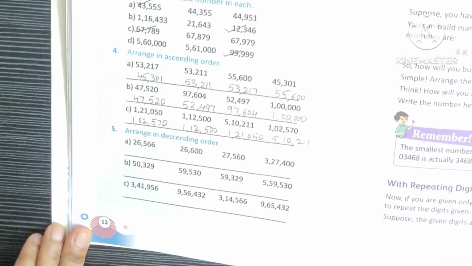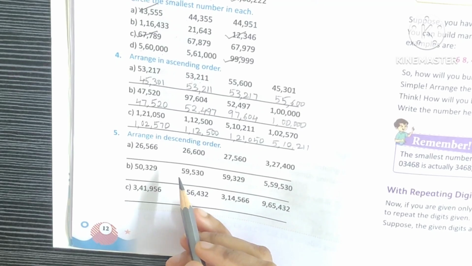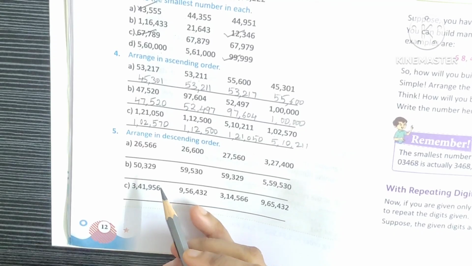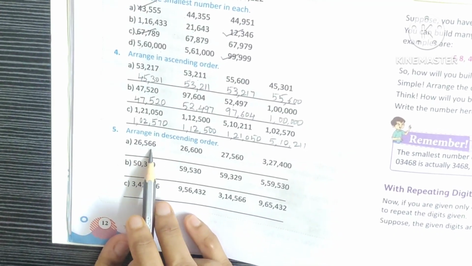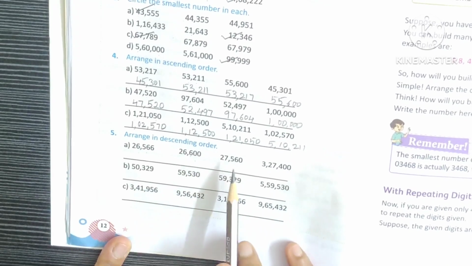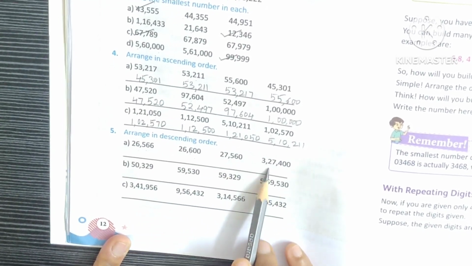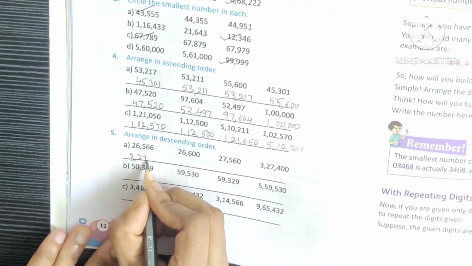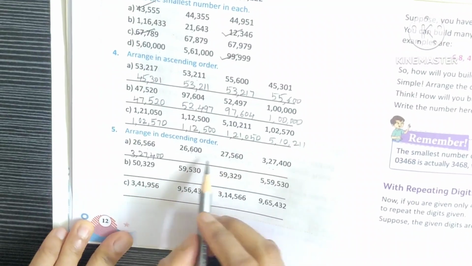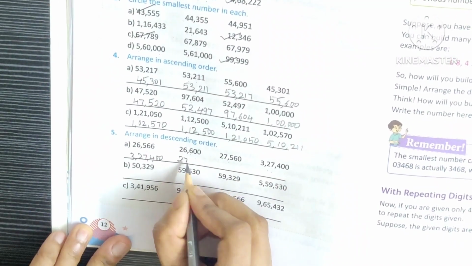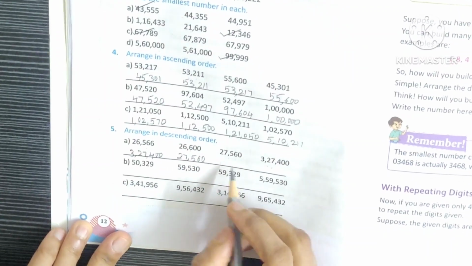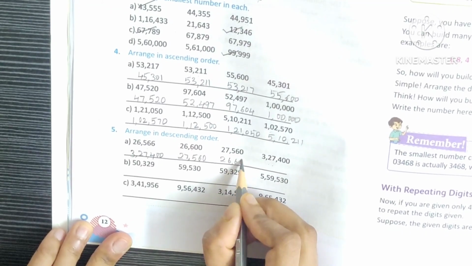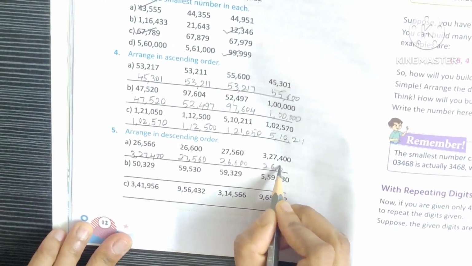Next, arrange in descending order. Descending order means biggest to smallest. 26,566, 26,600, 27,560, 3,27,400. 3,27,400, 27,560, 26,600, 26,566.